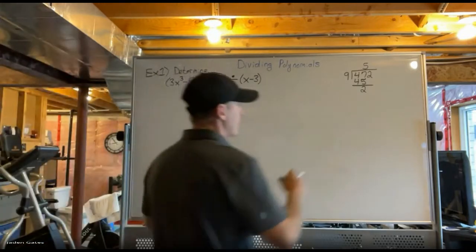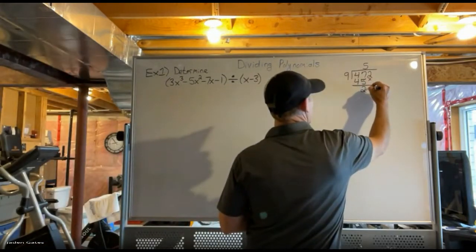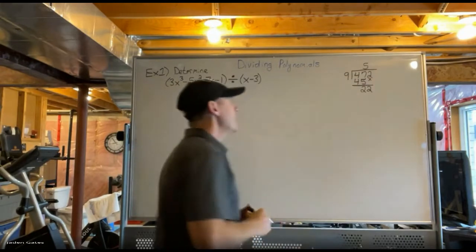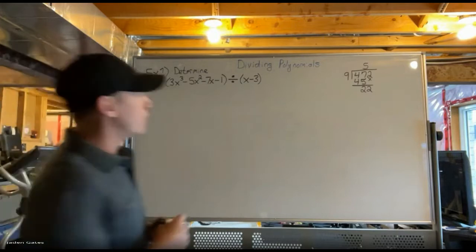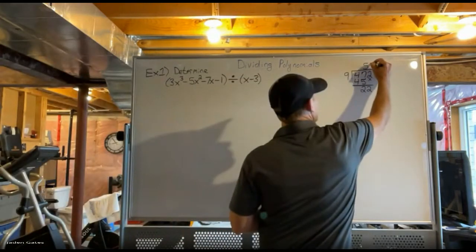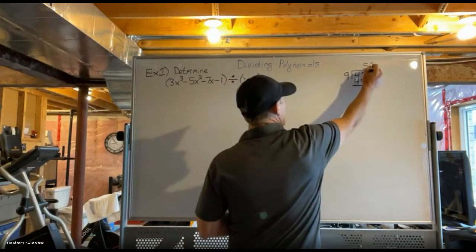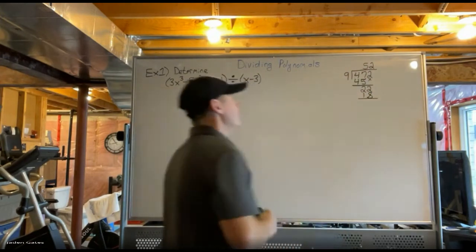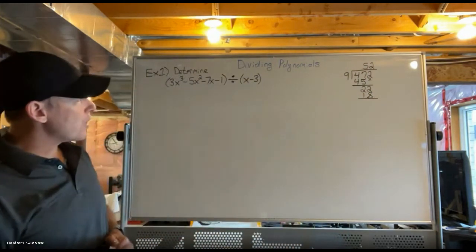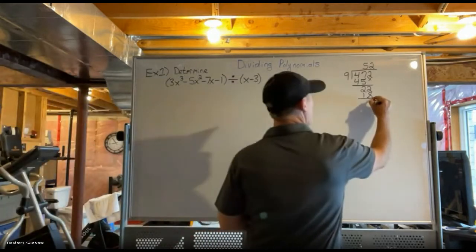Now I want to keep going here, so I'm going to bring this 2 down. And now I repeat the process. How many times does 9 go into 22? 2 times. So then I go 2 times 9 gives me 18. Now when I take 22 and subtract 18, I get 4.